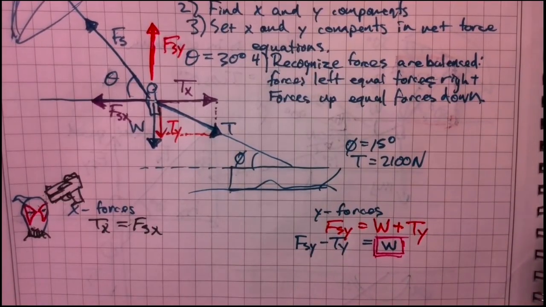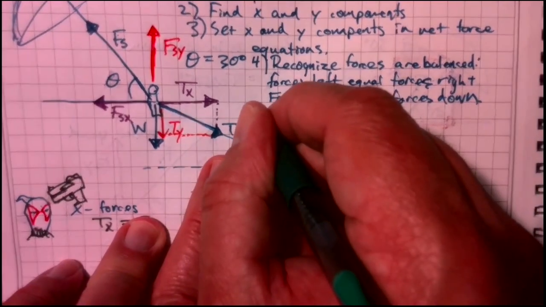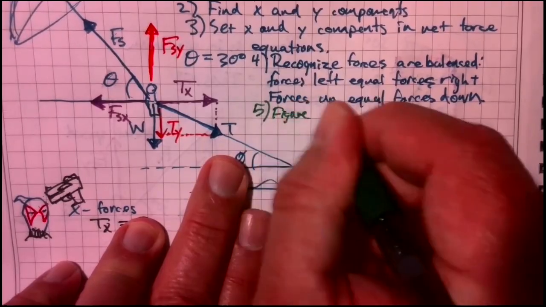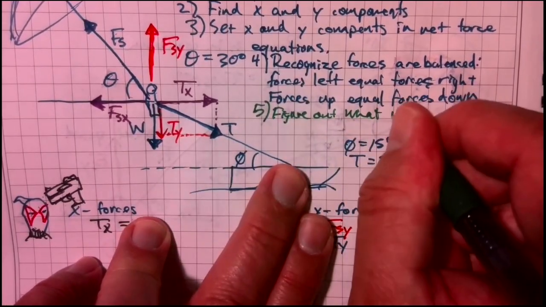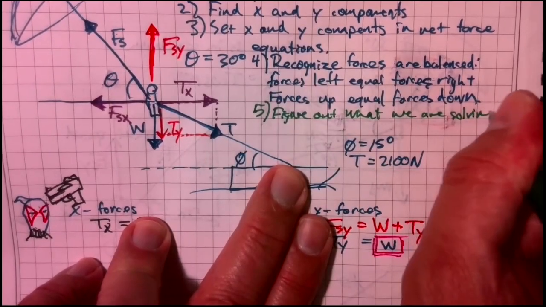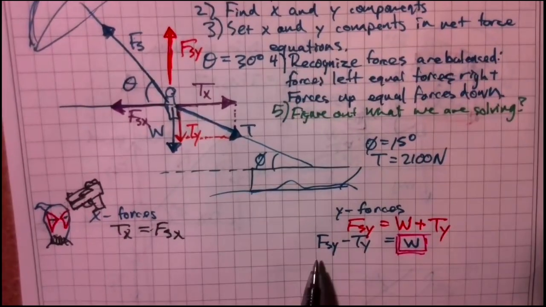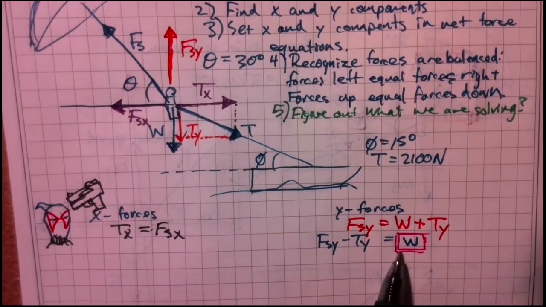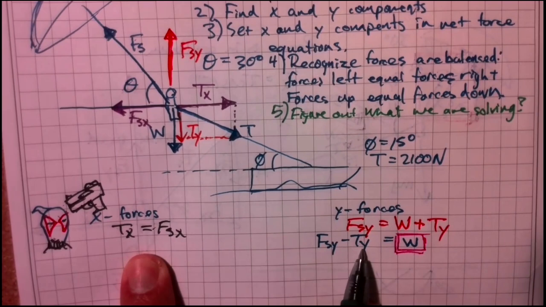We're going to write that here. So then step 5, figure out what we are solving for. What are we solving for here? We're solving for W. Now we just need to get these components and we're basically done. So let's start with TY.